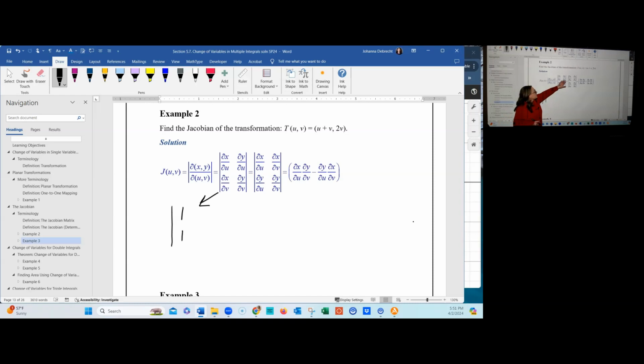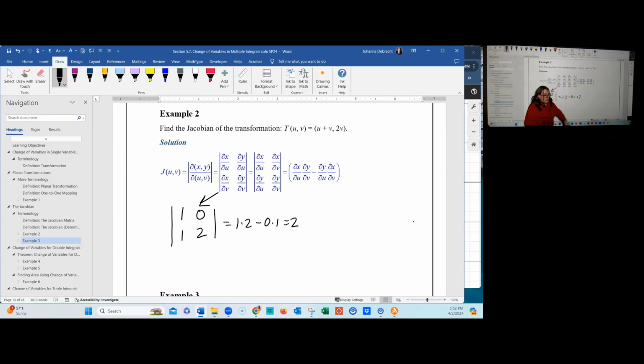And then the partial of y with respect to u, y doesn't have a u in it, y equals 2v, so the partial is going to be 0. And then the partial of y with respect to v is just going to be 2. And then to find the 2 by 2 determinant, I take 1 times 2 minus 0 times 1, which gives me 2. Now, would I have gotten the same thing if I'd written it in the other format, where row 1 consists of the partials of x?